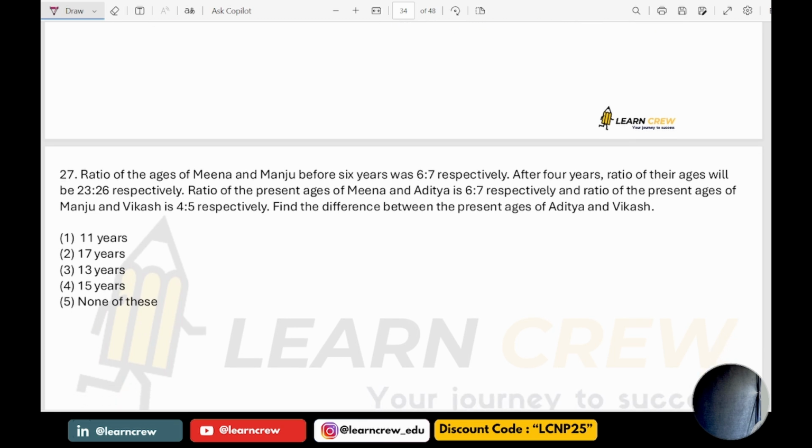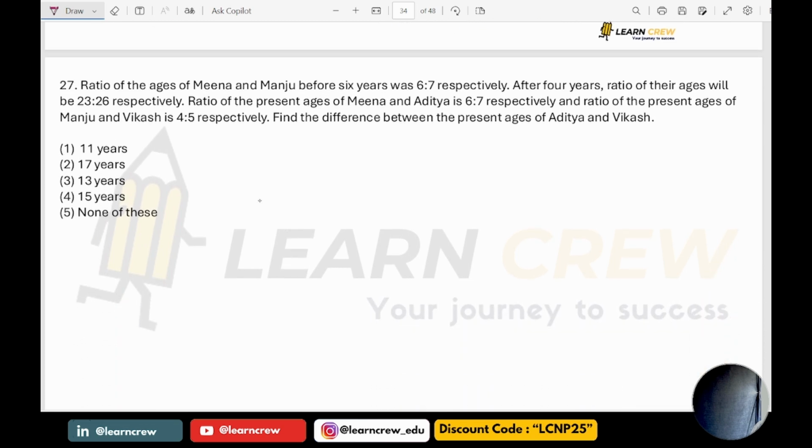Next, the ratio of the ages of Meena and Manju before 6 years was 6:7. After 4 years, the ratio of the ages will become 23:26. The ratio of present ages of Meena and Aditya is 6:7. And the ratio of the present ages of Manju and Vikash is 4:5. Find the difference between the present ages of Aditya and Vikash.